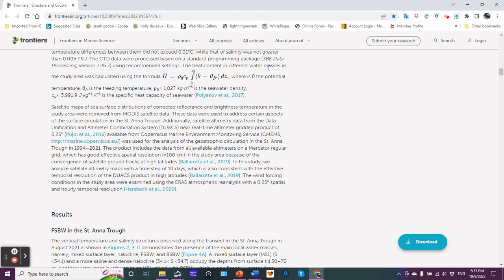The heat content in different water masses in the study area was calculated using the formula H for heat content is equal to rho sub 0 times C sub P, and we integrate from Z1 to Z2, and what follows the integration sign is theta minus theta sub FR dz. Okay, Z1 to Z2 are the different depths. So you're integrating vertically from one depth to the other. It could be from 50 meters to the surface. It could be 150 meters to 70 meters, wherever you choose it.